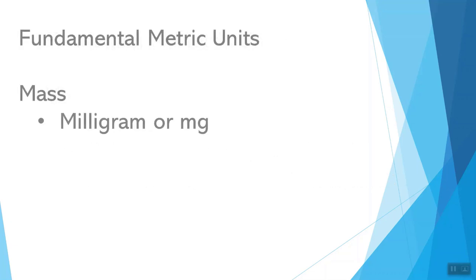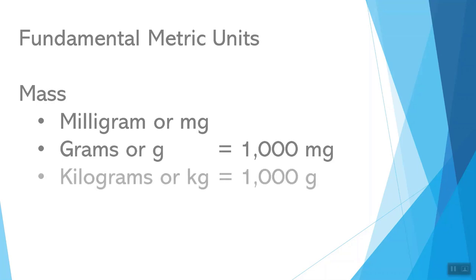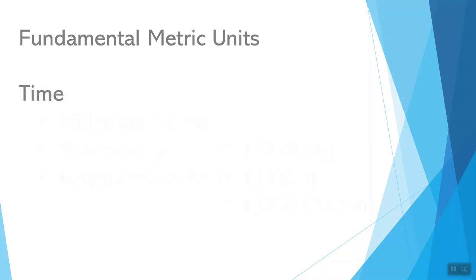Next one is mass. And again, mass starts off with a very, very small quantity, a milligram. And there's 1,000 milligrams to a gram. And then 1,000 grams to a kilogram, or 1,000 times 1,000 gets you 1,000,000 milligrams to a kilogram.